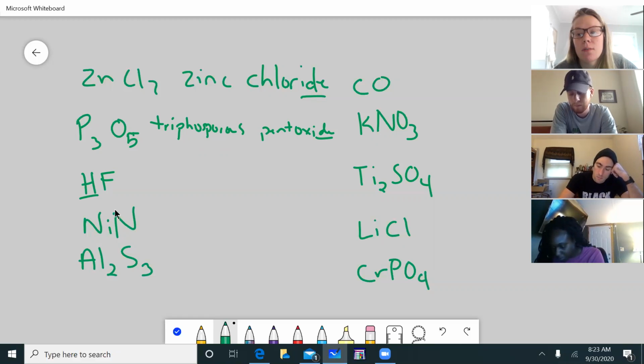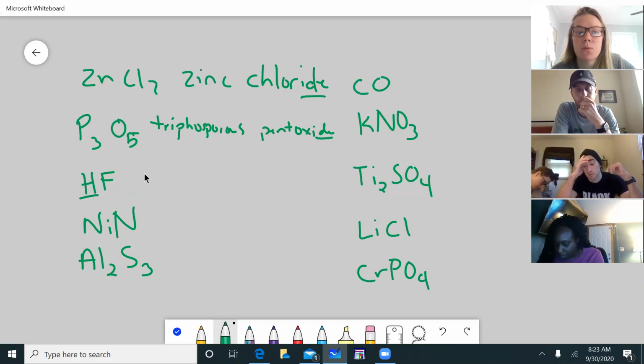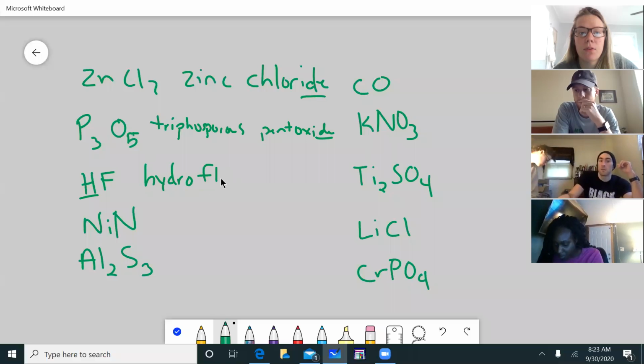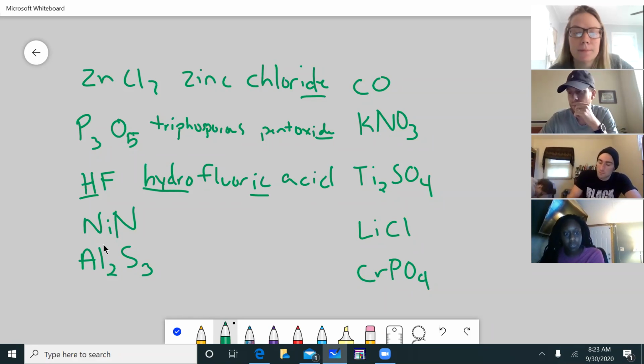This thing here, we've got H and F. Anytime you see H in the beginning, you are dealing with an acid. So this is a binary acid. It's hydrogen mixed with just one other thing. So I'm going to go with hydro, base name of the second guy, fluoric acid. Okay, hydro in the front, ic the second guy, and then tag acid on the back.